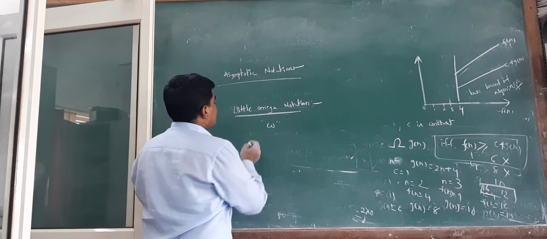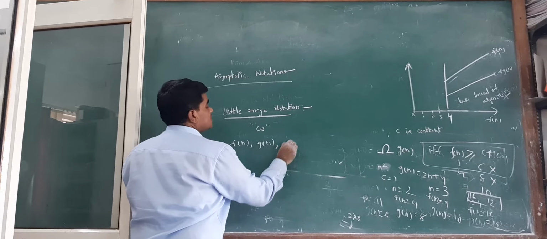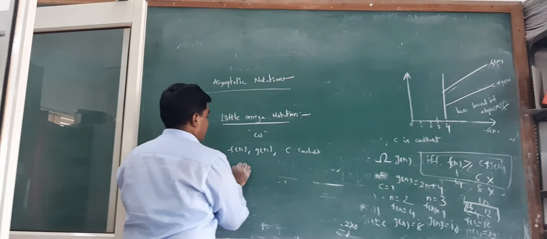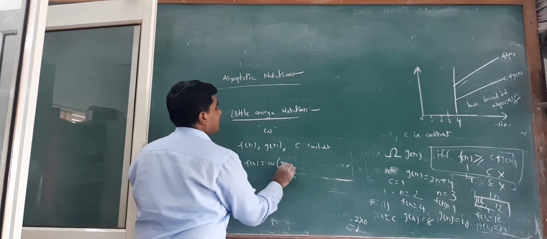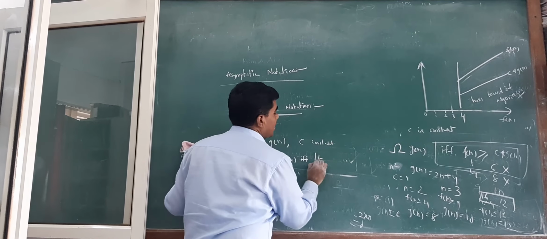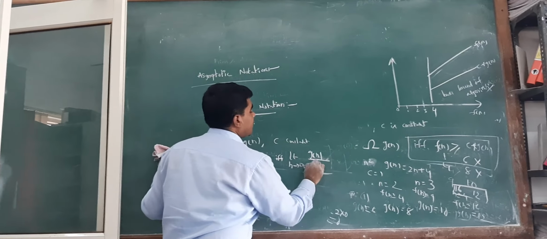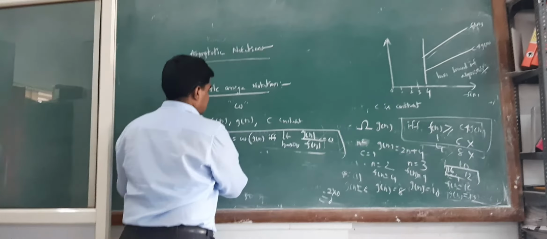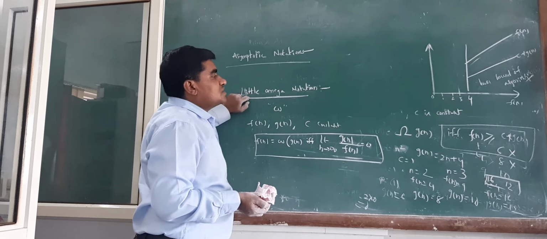So how can we define it? f of n and g of n are two non-negative functions. c is the constant. f of n equal to little omega of g of n if and only if limit n tends to infinity, g of n by f of n equal to 0. Then we can say that this is little omega notation. These are the asymptotic notations.